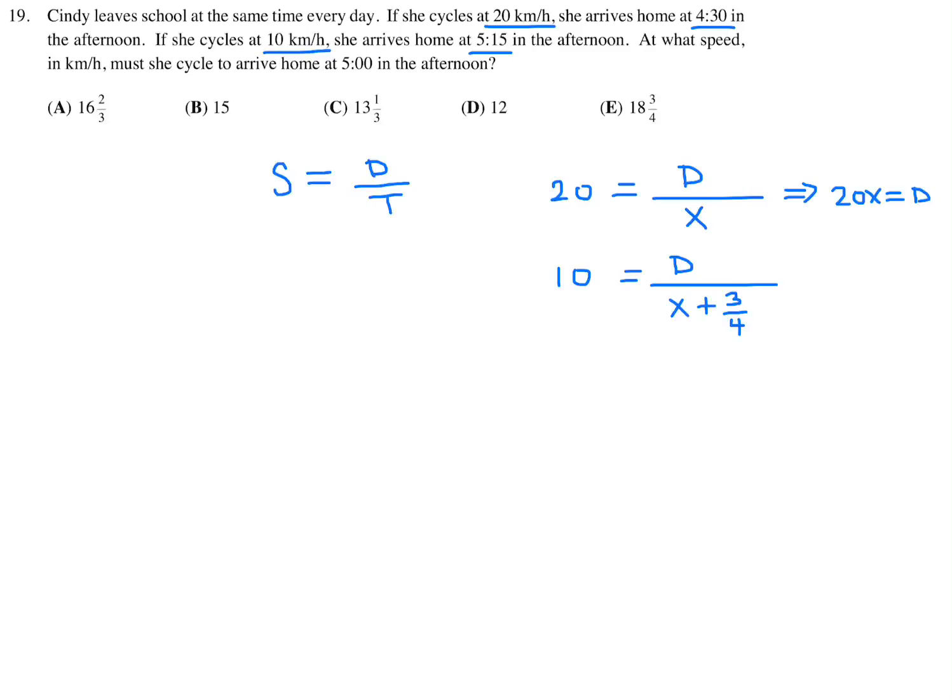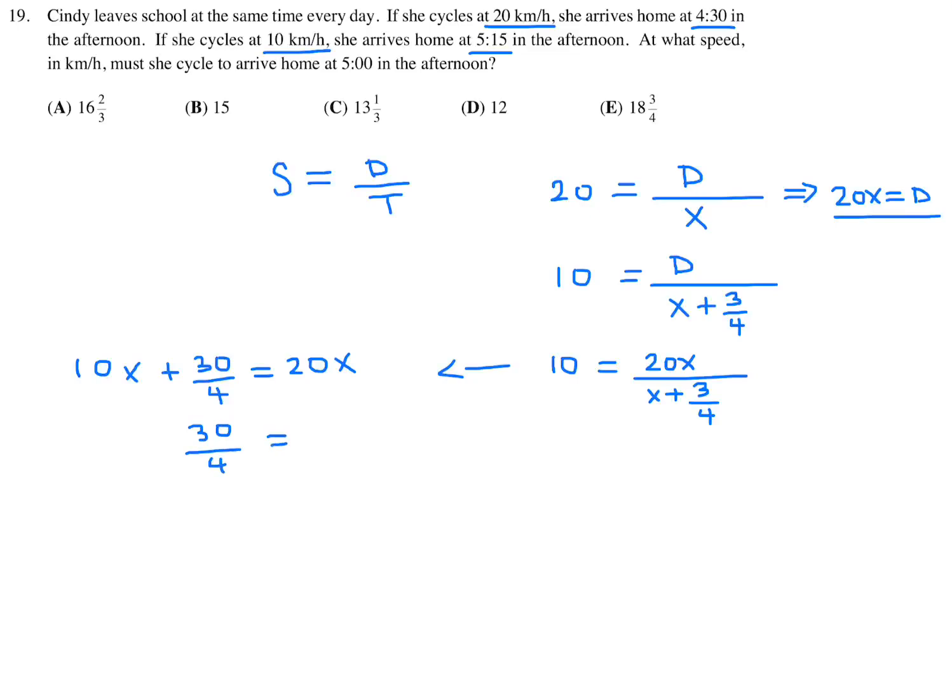But the good news is we can substitute D into our second equation. So we have 10 is equal to D, but D is 20x, over x plus 3/4. And this will allow us to solve for x, hopefully. So cross multiply, you get 10x plus 30/4 is equal to 20x. 30/4 is equal to 10x. And therefore x is equal to 30/40, which is 3/4. 3/4 of an hour. So 3/4 of an hour is 45 minutes.